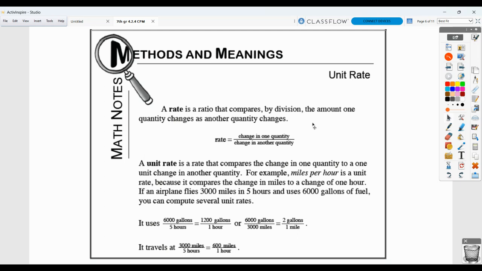They remind you that a ratio or a rate is a ratio that compares the amount one quantity changes as another quantity changes. So rate is the change in one quantity over the change in another quantity. A unit rate is a rate that compares the change in one quantity to one unit change in another quantity. So in other words, a unit rate would be like miles per hour, because we're talking about how many miles in 1 hour. It could also be miles per gallon, how many miles your car can go in 1 gallon of gas, or the cost of 1 pound of chicken, or anything like that. That would be unit rates.